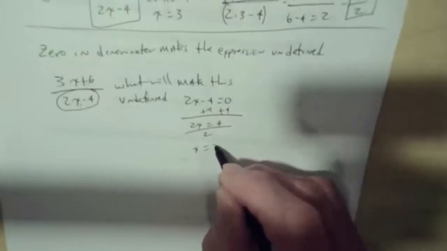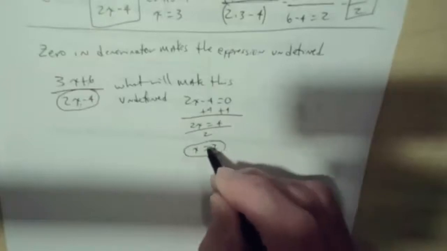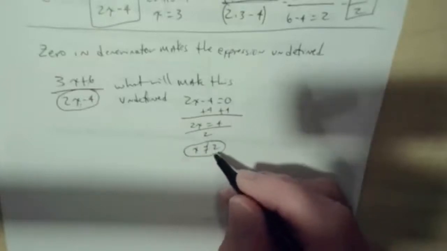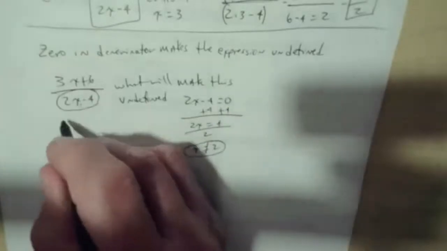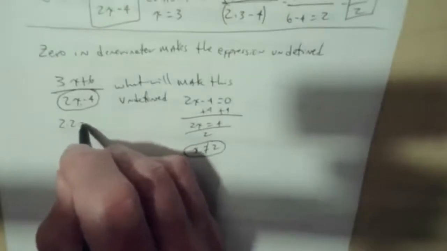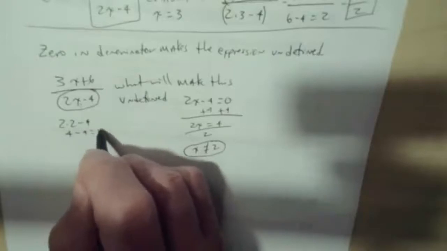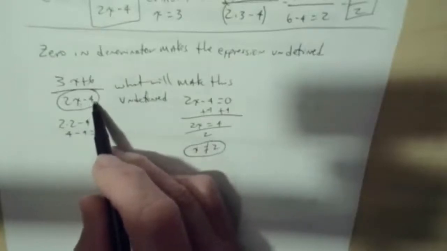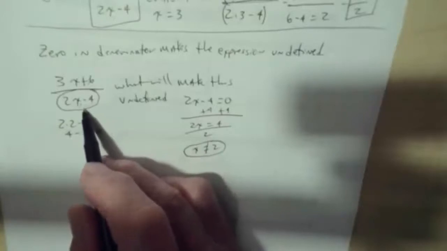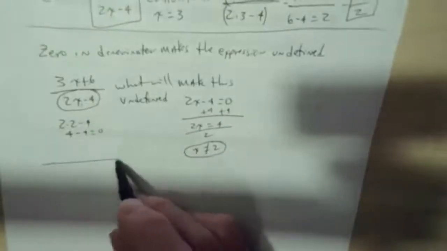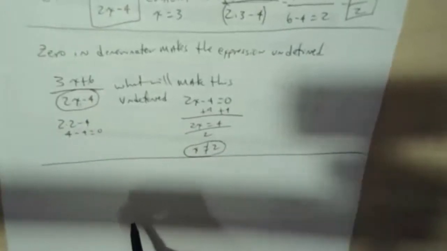Actually, x cannot equal 2. So if you put 2 back in here, 2 times 2 minus 4, 2 times 2 is 4, minus 4 is 0. And we cannot have 0 in the denominator. Any other number we can have in there. Well, that's what that is.